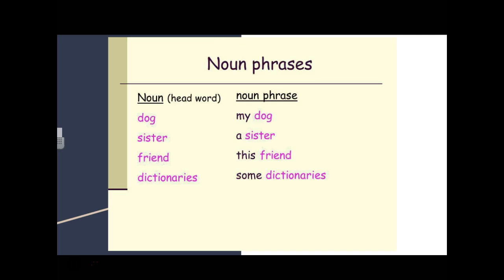Okay? Let's check this out. Look at the board. So here are nouns, right? Dog, sister, friend, dictionaries. By the way, what is a noun? A person, place, or a thing. Or an idea. Thank you, Caleb. Noun phrase, on the other hand, remember, it's a phrase or a group of words or a word that modifies that noun. It gives it more detail, okay? My dog, right? You're saying whose dog that is, which gives it more detail. This sister, my friend, or some dictionaries. It doesn't even have to be more than a word, okay?